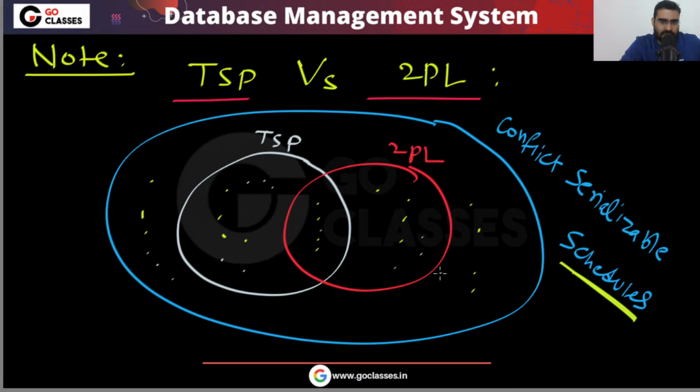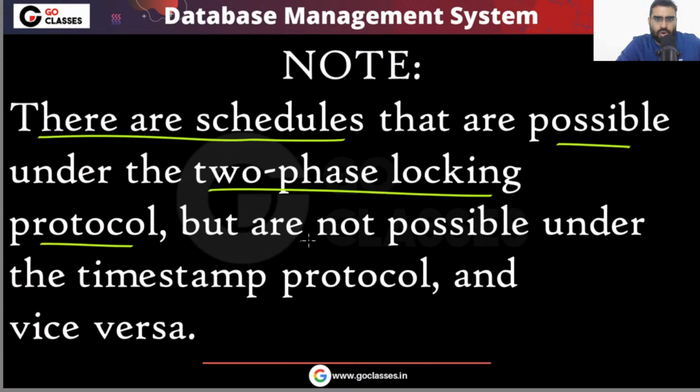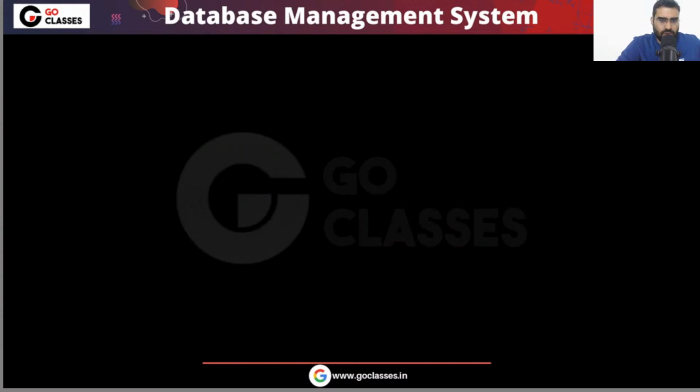This is the complete connection between timestamp protocol and two-phase locking protocol. Okay, this is the connection. Now let's see an example. You can easily see there are schedules that are possible under two-phase locking protocol but not possible under timestamp protocol, and vice versa. So you can easily see this example.